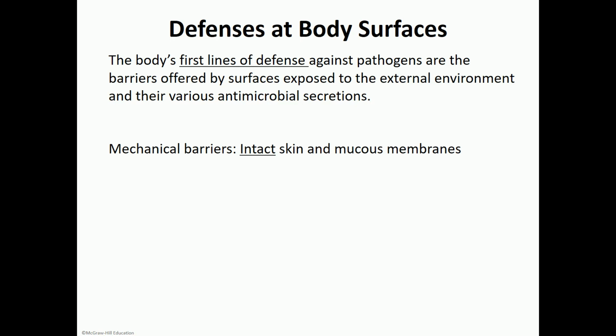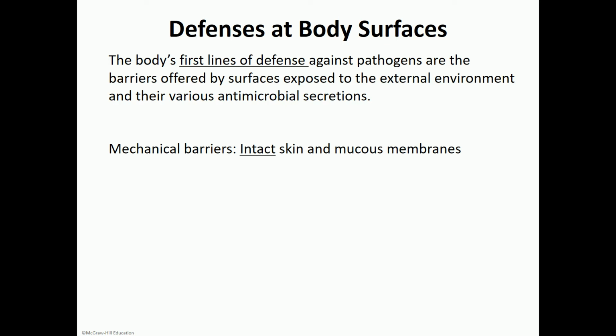The defenses at the body surfaces, these are your first lines of defense. So the best way to defend your body would be to prevent things from invading to begin with. So for example, a mechanical barrier would be to have intact skin and mucous membrane. And really the key word here is intact. So as soon as we get a wound, we have lost that mechanical barrier.